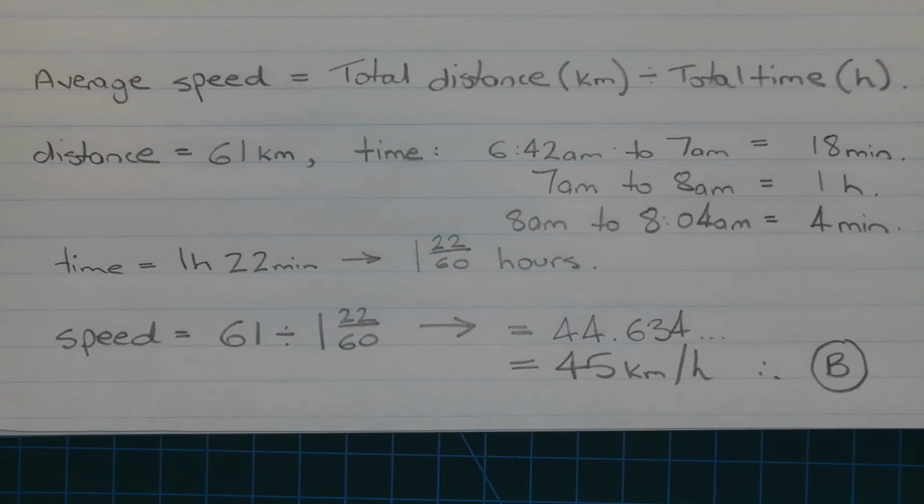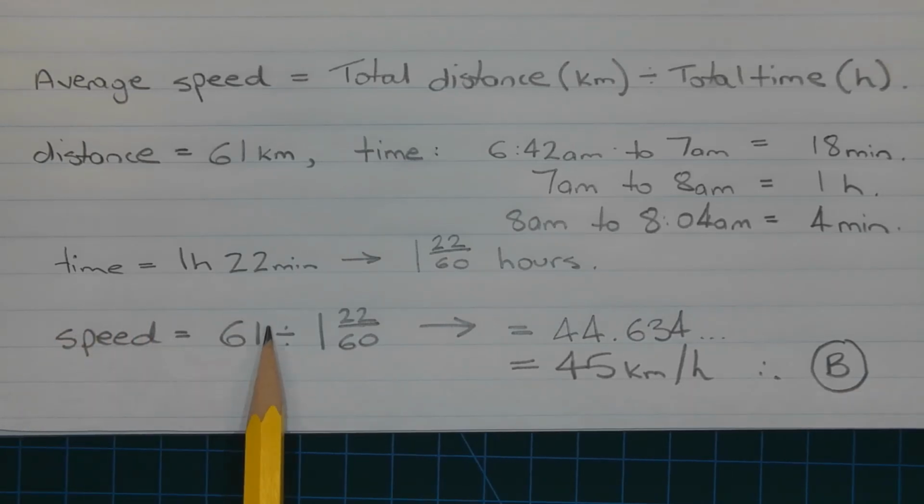Now there are 60 minutes in an hour. So 22 minutes as a fraction of an hour is 22 over 60 hours. So the total travel time is 1 and 22 over 60 hours. Now we can work out the average speed of the train.